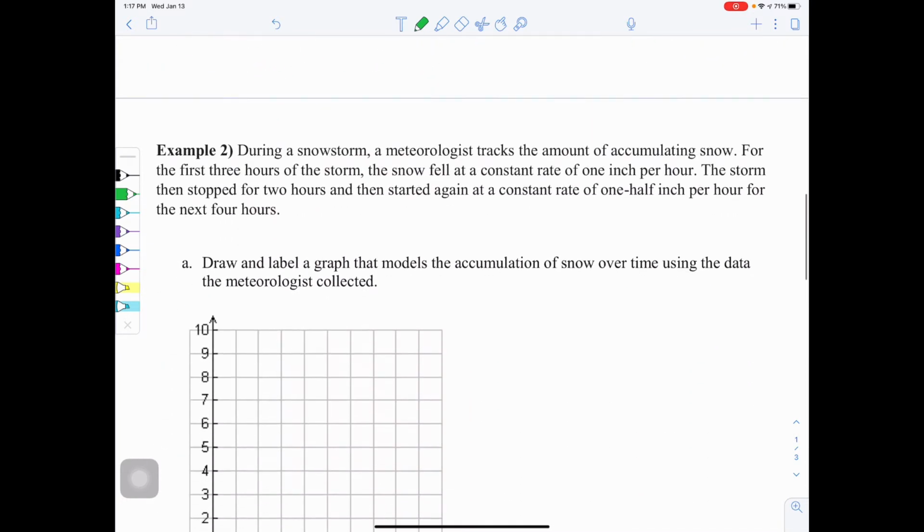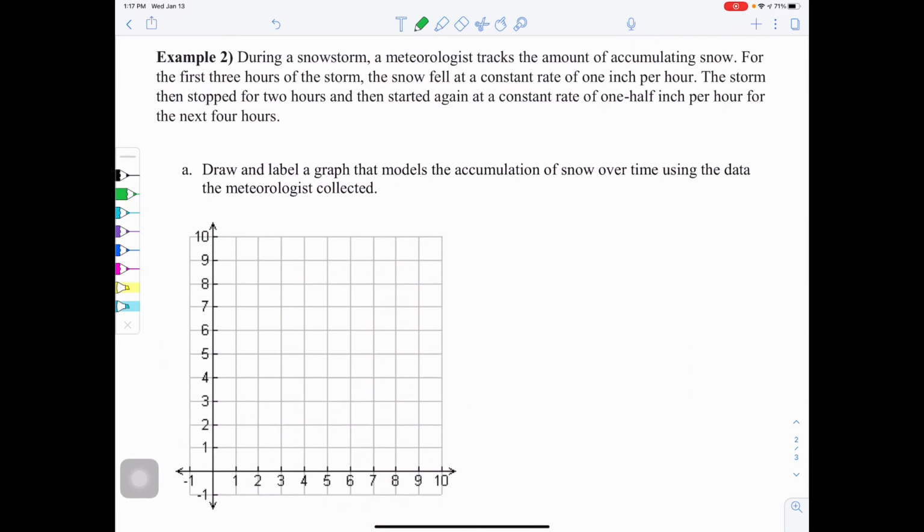All right, moving on to example 2. It says, during a snowstorm, a meteorologist tracks the amount of accumulating snow. For the first 3 hours of the storm, the snow fell at a constant rate of 1 inch per hour. The storm then stopped for 2 hours and then started again at a constant rate of 1/2 inch per hour for the next 4 hours.